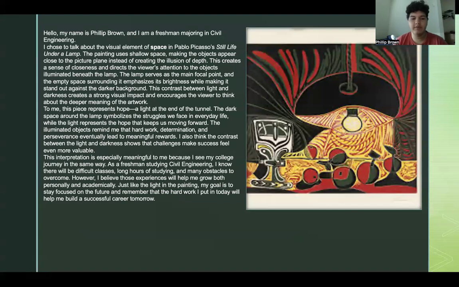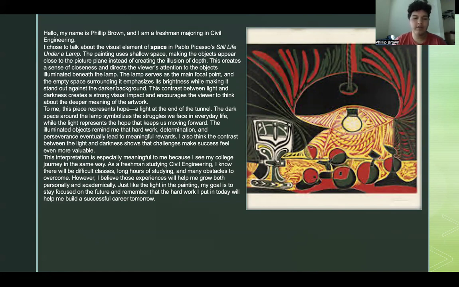I chose to talk about the visual element of space in Pablo Picasso's Still Life Under a Lamp. The painting uses shallow space, making the objects appear close to the picture plane instead of creating the illusion of depth. This creates a sense of closeness and directs the viewer's attention to the objects illuminated beneath the lamp. The lamp serves as a main focal point, and the empty space surrounding it emphasizes its brightness while making it stand out against a darker background. This contrast between light and darkness creates a strong visual impact and encourages the viewer to think about the deeper meaning of the artwork.